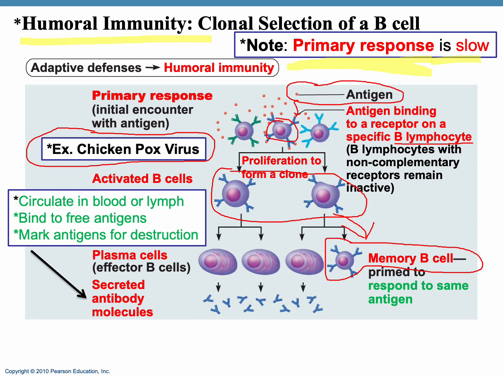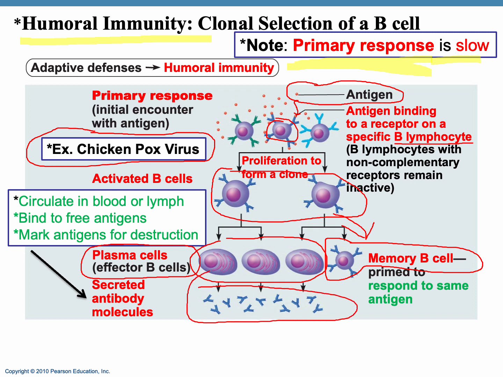Others will develop into what are known as plasma cells. So these are considered effector B cells, the plasma cells. And these plasma cells, they ultimately produce the antibodies, okay? So these are the antibodies right here. But the process of developing the antibodies is a very, very slow process. And ultimately then, these antibodies can move through your blood, lymph in your lymphatic system, and they can bind to free antigens. They can mark them for destruction.